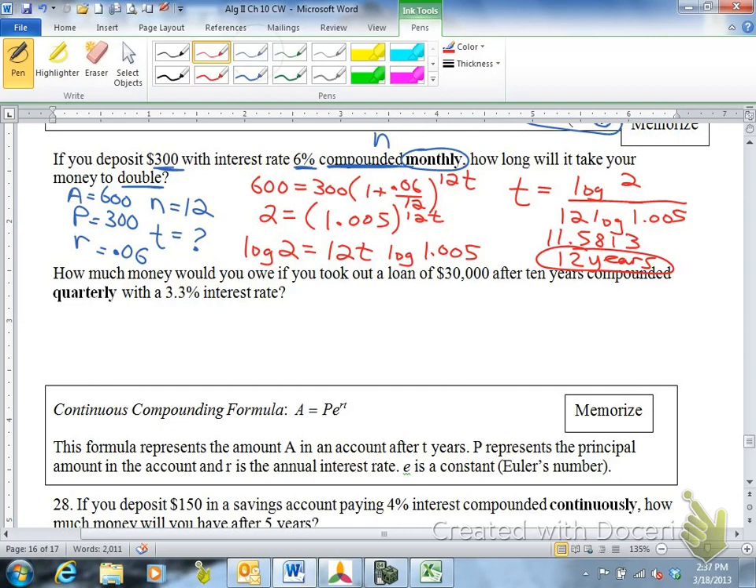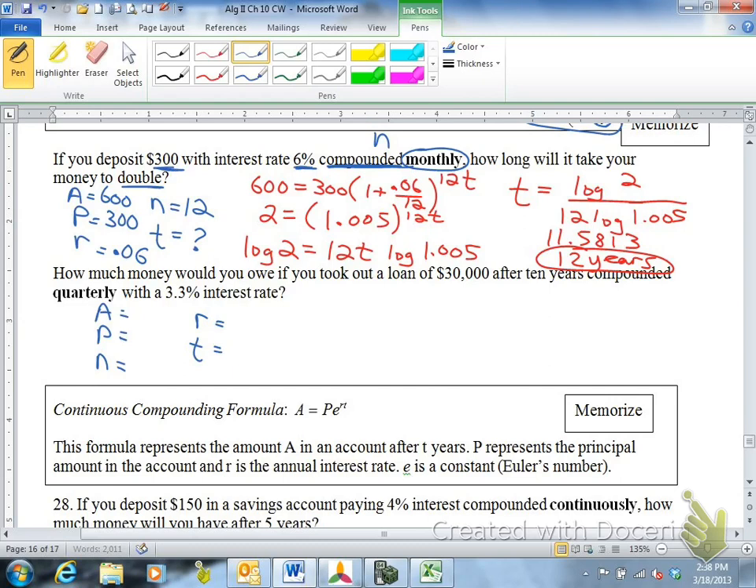The next one we have, how much money would you owe if you took out a loan of $30,000 after 10 years compounded quarterly with a 3.3 interest rate? So if you're going to college and you have to take a college loan out, you can use this formula to figure out how much you'll owe based on the interest rate and how often it's compounded. So you have A, P, N, R, and T.